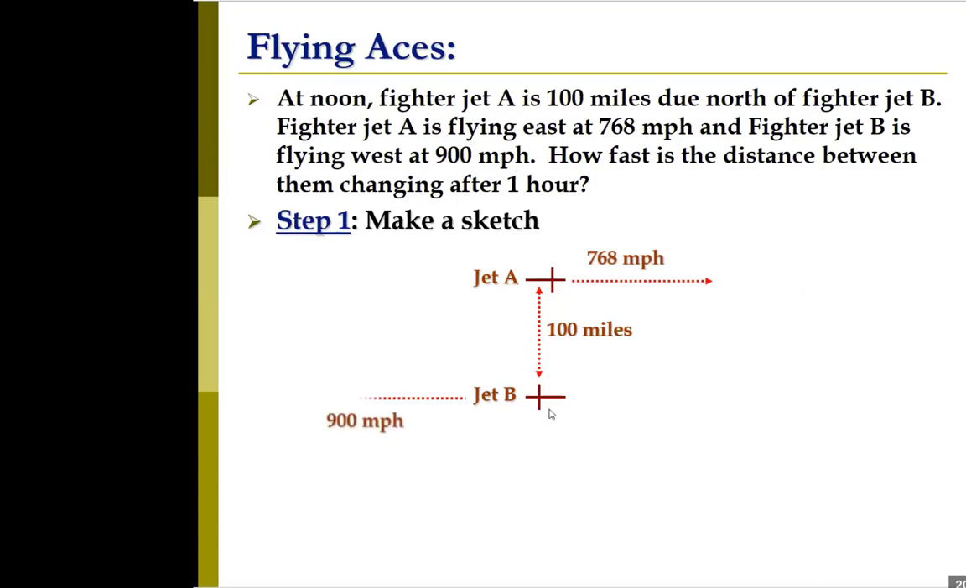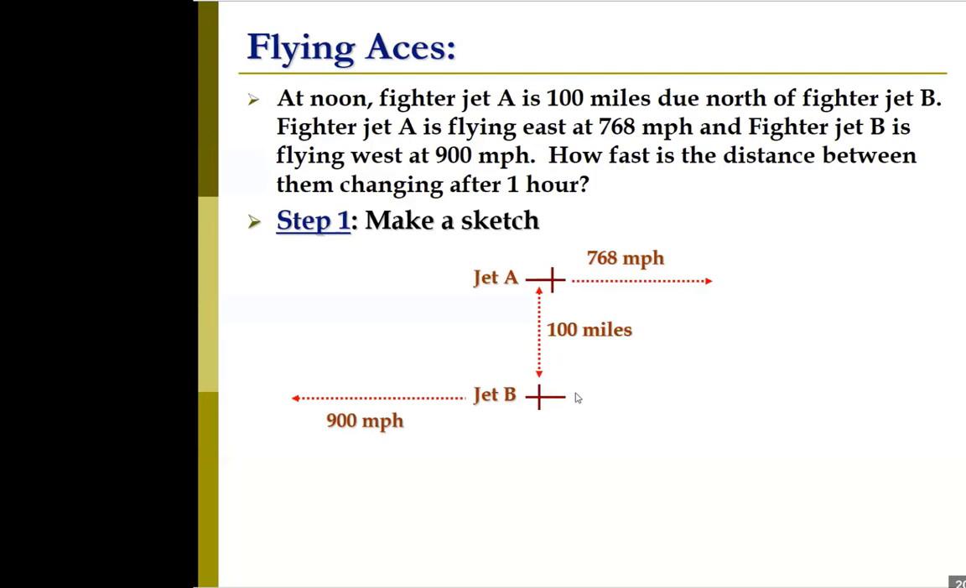And then jet A is going to go 768 miles due east, and then jet B is going 900 miles west, right? We could say due west, or exactly to the west. And we know that this is 100 miles, and what we're interested in is this distance between them. We want to find this distance between them. What you could do is draw a line from one jet to the other jet, because this is after 1 hour. So after 1 hour, if you're going 768 miles per hour, you've gone 768 miles, right? And also jet B, if you're going 900 miles per hour, that means after 1 hour, you've gone 900 miles, right?